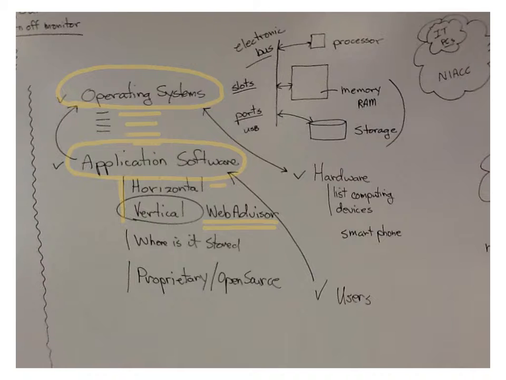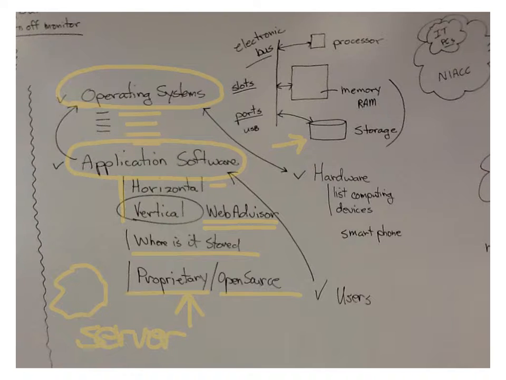So it's vertical. Okay. Where is it stored? Is it stored on a local hard drive, or is it stored in the cloud? Is it stored on some server? For example, Microsoft products are stored right on the computer. And then is it proprietary or open source? Microsoft would be proprietary. They own it.